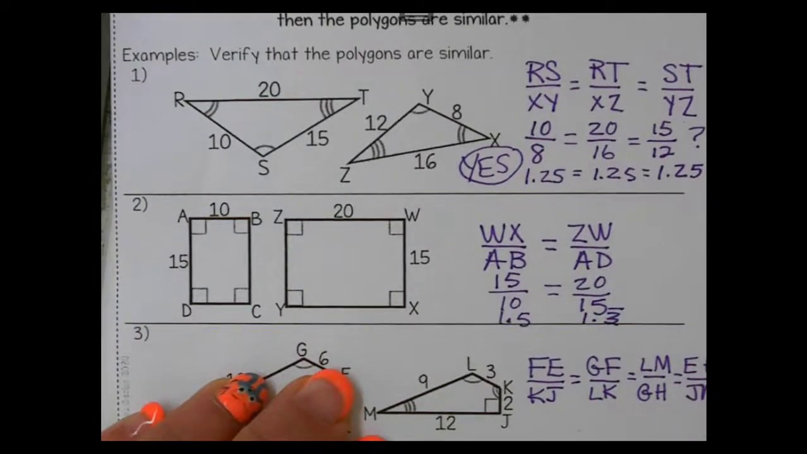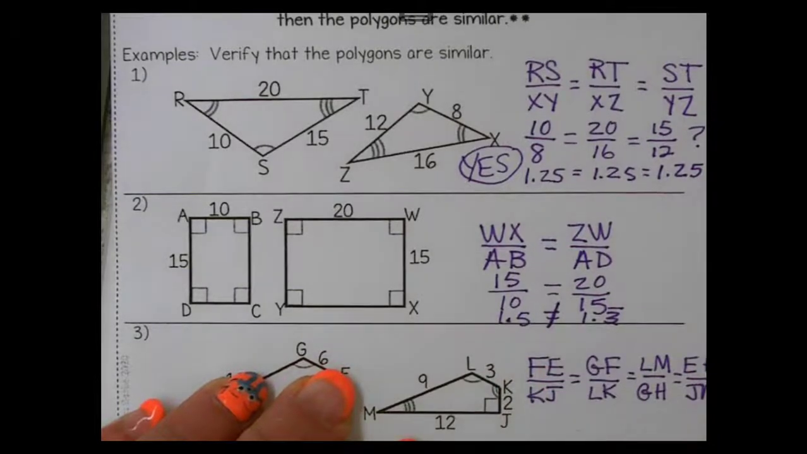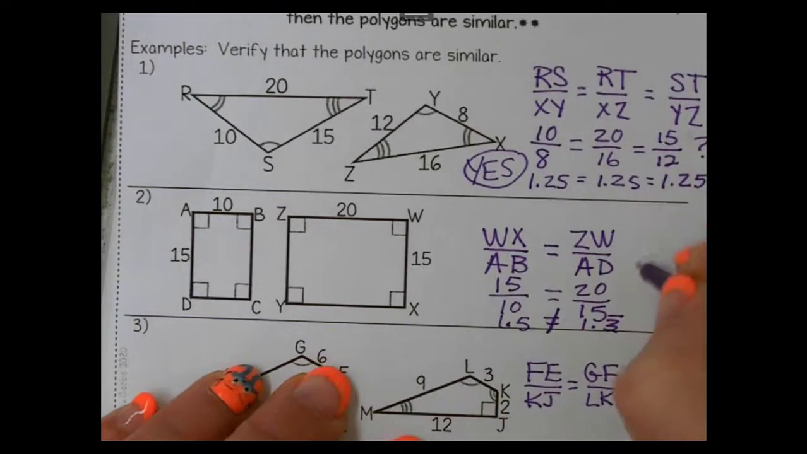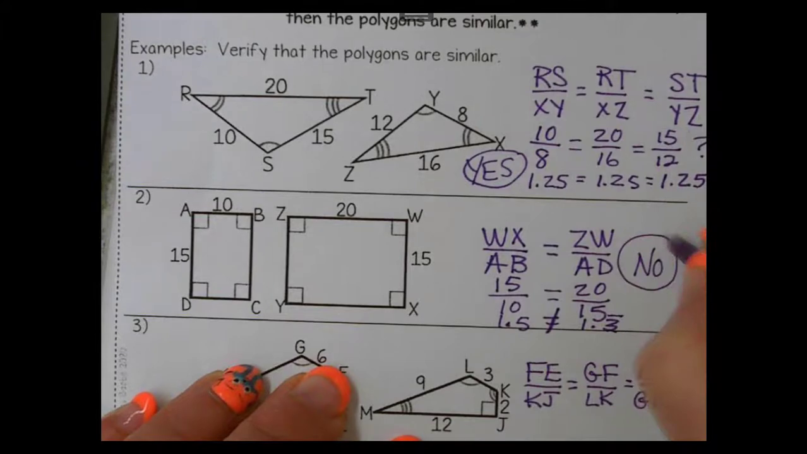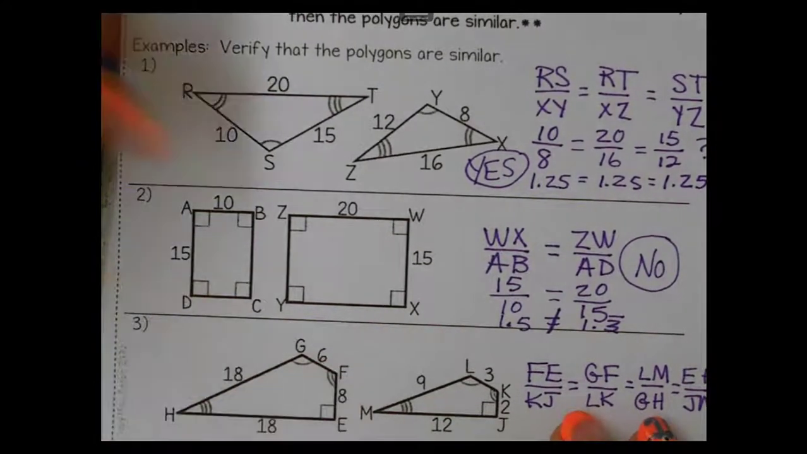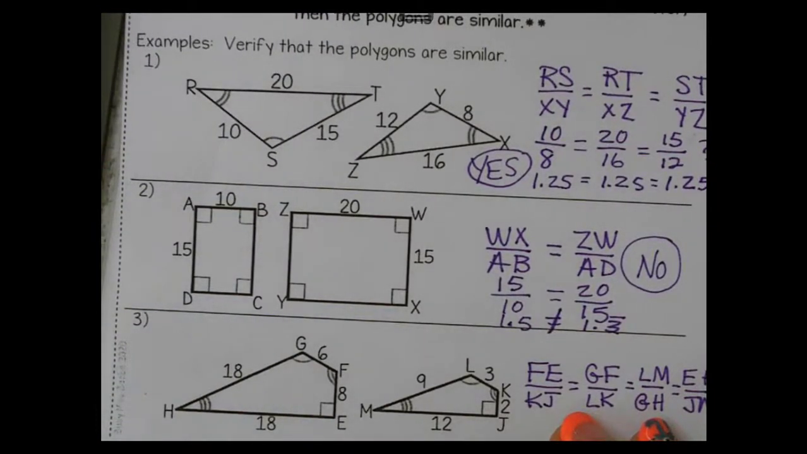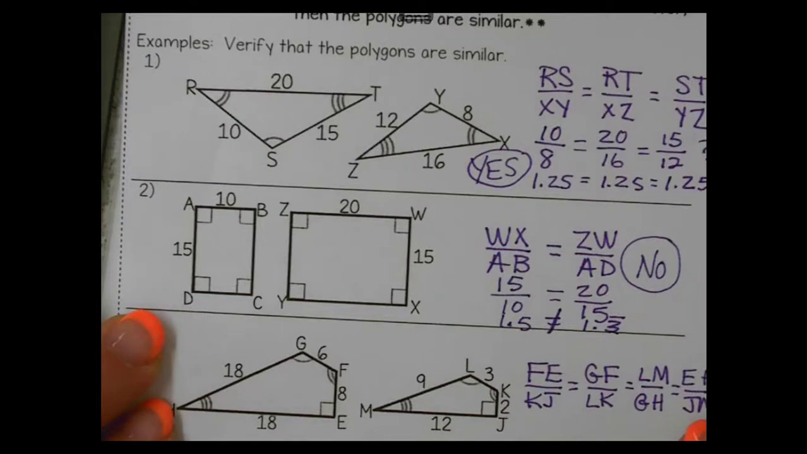It's very close, but it has to be exact. So I'm going to put a slash through that equal sign, and then I am going to put no, these are not similar. And because they're not similar, if we had a missing side, we just would not be able to set up a proportion to solve for a missing side.